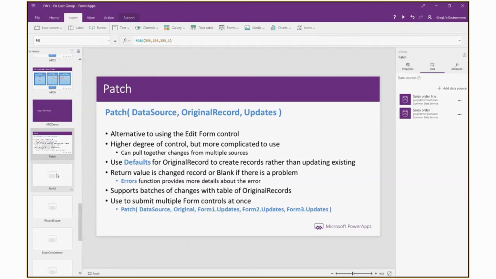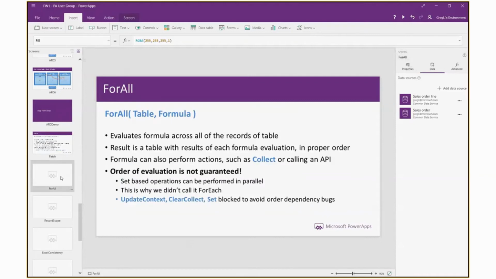So Patch is an important function if you're going to roll your own. If you're doing the 3-screen app from data I just showed you, it doesn't need Patch. The form control knows how to write back to databases directly. ForAll, there is iteration. It's not ForEach. There's a reason we called it ForAll. It's because we can evaluate stuff in parallel. So the order of operations may not always be deterministic. So you've got to be a little careful with that.